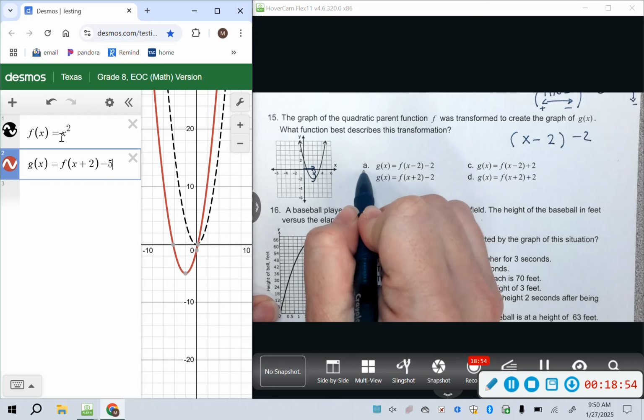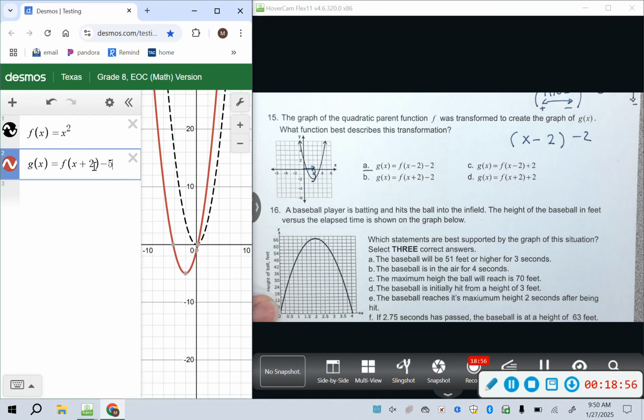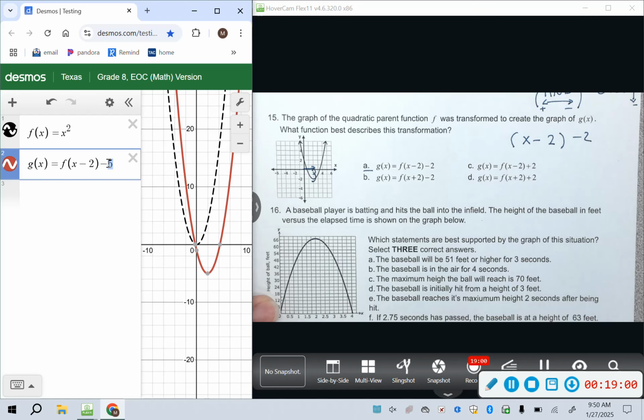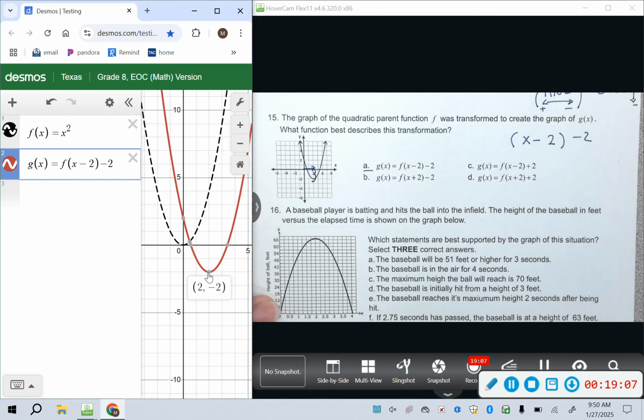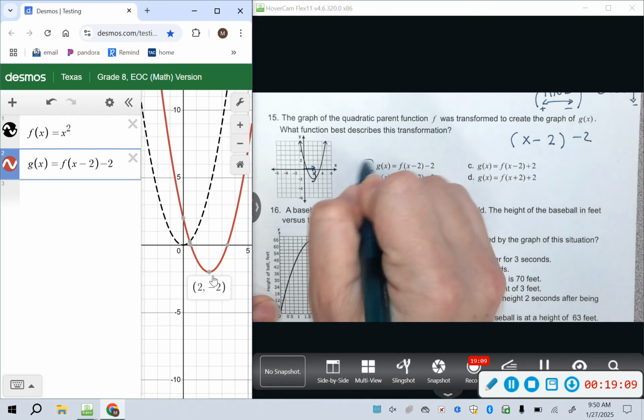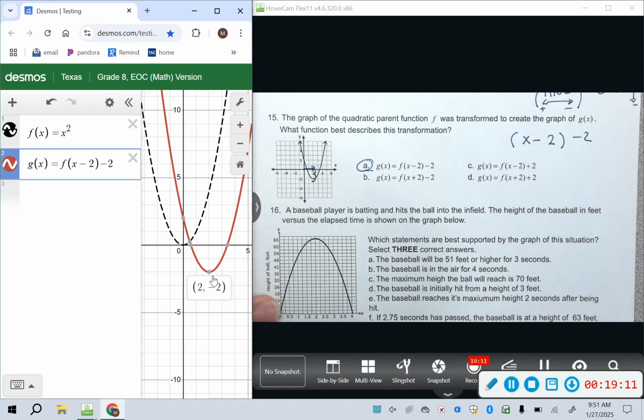So let's try A. So if I type f of x minus 2, minus 2, does that look the same? It does. We can check our vertex, 2, negative 2, which is correct. So A is my answer. Now, you could have typed all 4 to see which one worked as well.